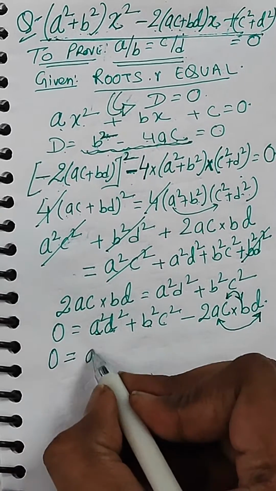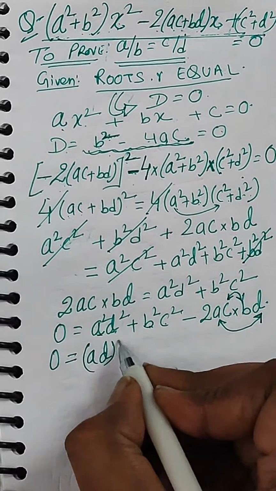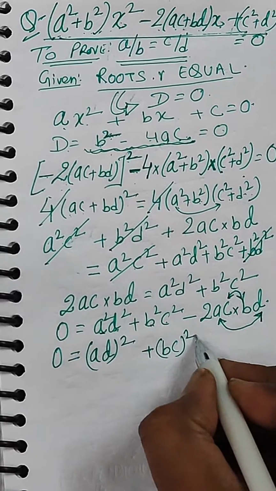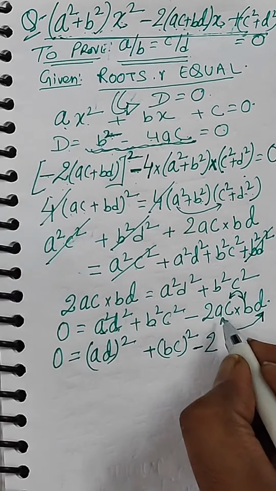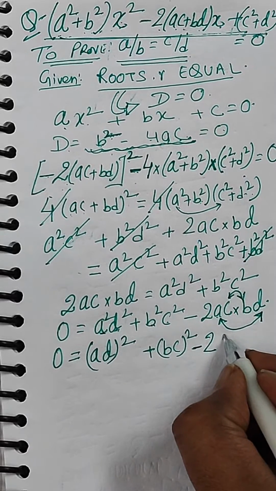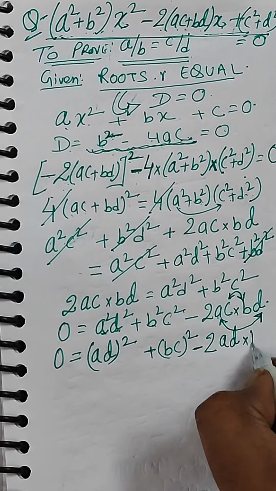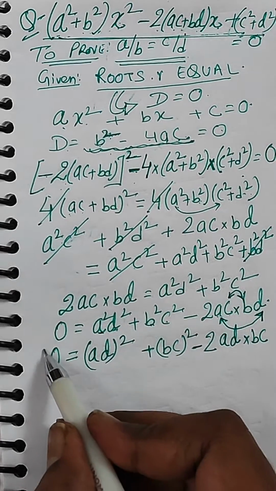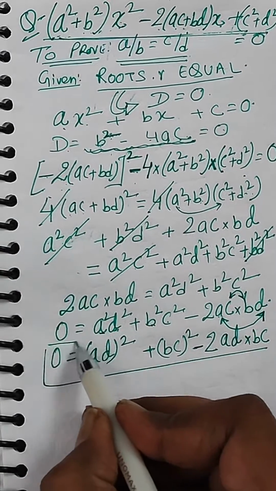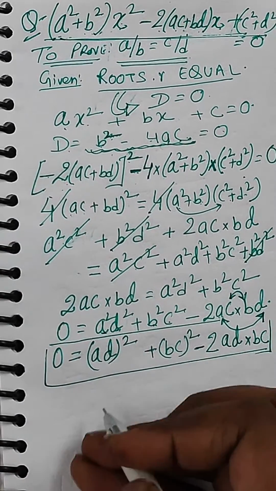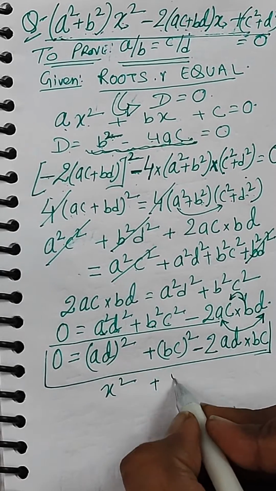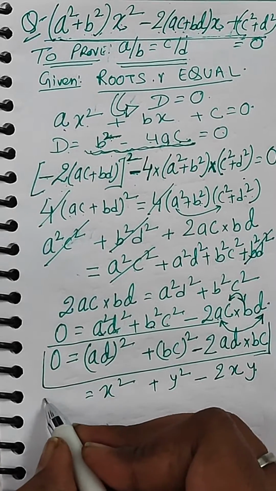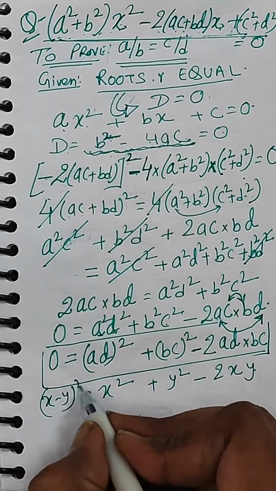Okay, so we can write a square d square as AD whole square and b square c square as BC whole square, right, minus 2 times, when you just change the pair, it can be written as AD multiplied with BC. Right? When you put it into this arrangement, what will happen? You can see this is x square, this is y square minus 2xy. So this is nothing but x minus y whole square.